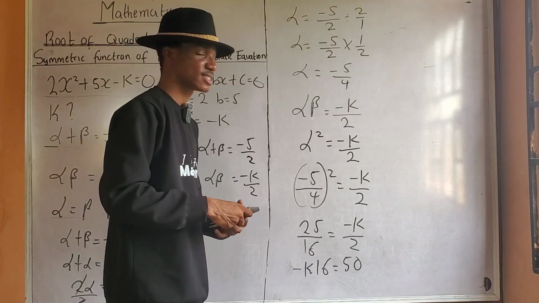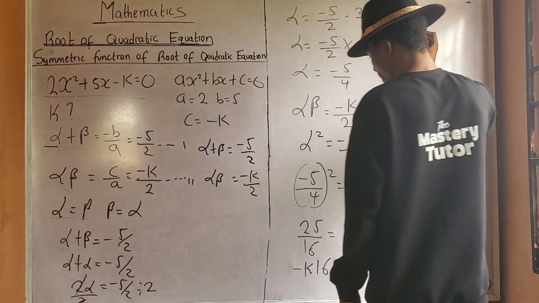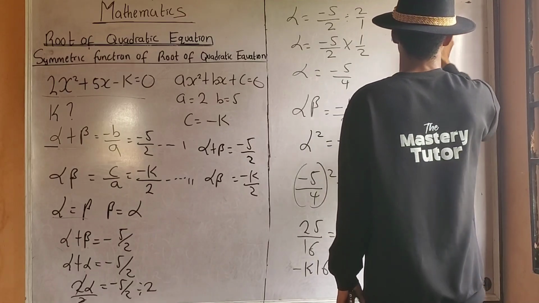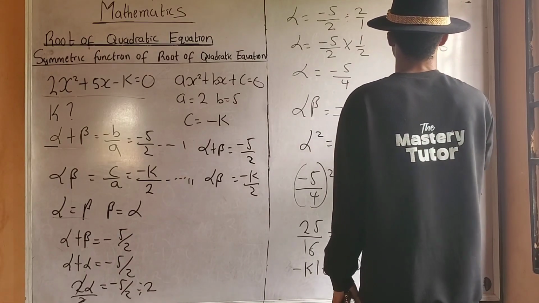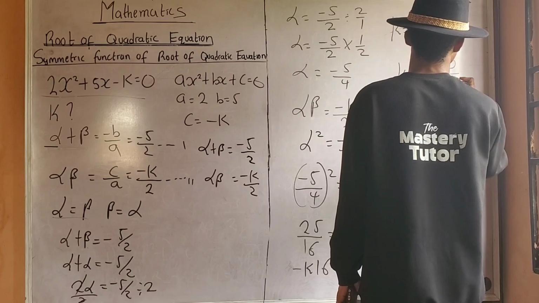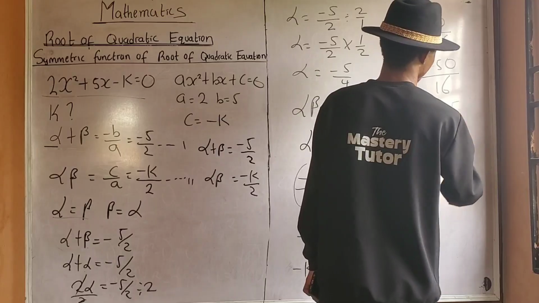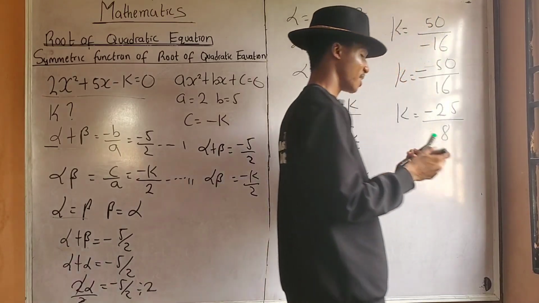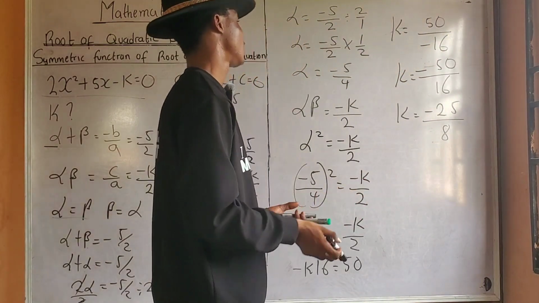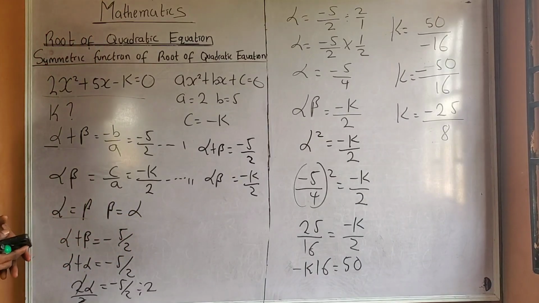To get the value of k, I have to divide by negative 16, right? So k is equal to 50 all over negative 16. k is equal to minus 50 all over 16. It can be reduced. So k equals negative 25 all over 8, which is the final answer. Do you understand? So that is the value of k. You can see how we approach the question.